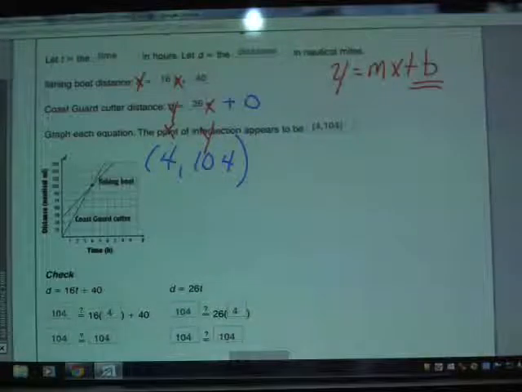All right? In context for this particular question, again, that means 4 hours out. The boats will both be at the same point. They're both going to be 104 nautical miles out.